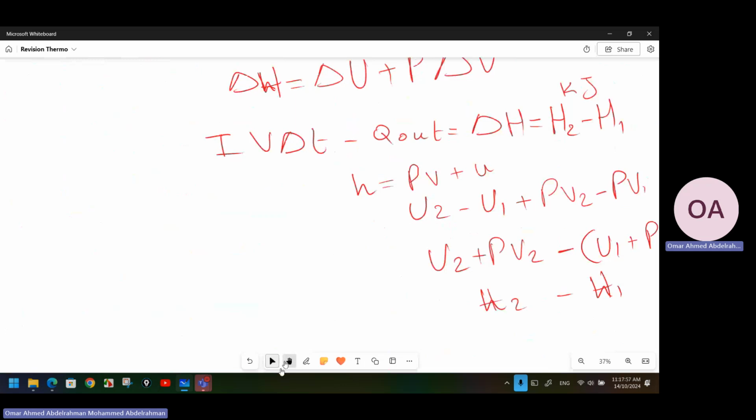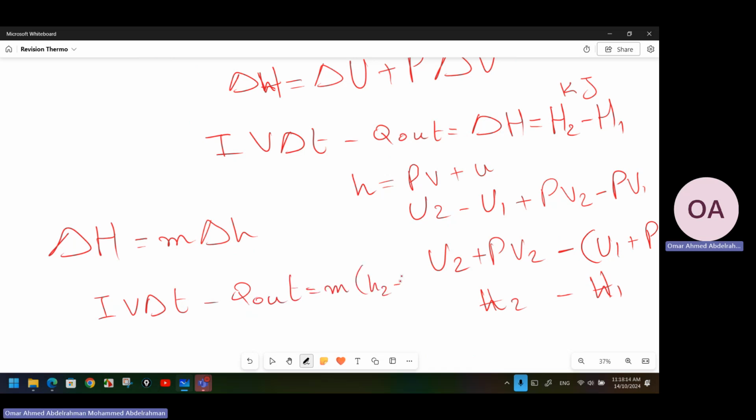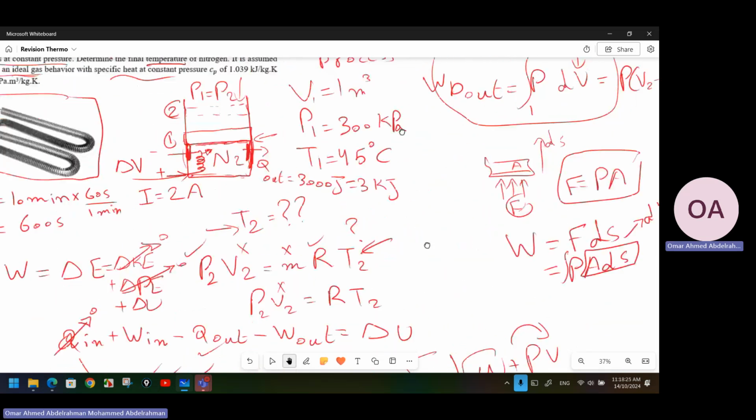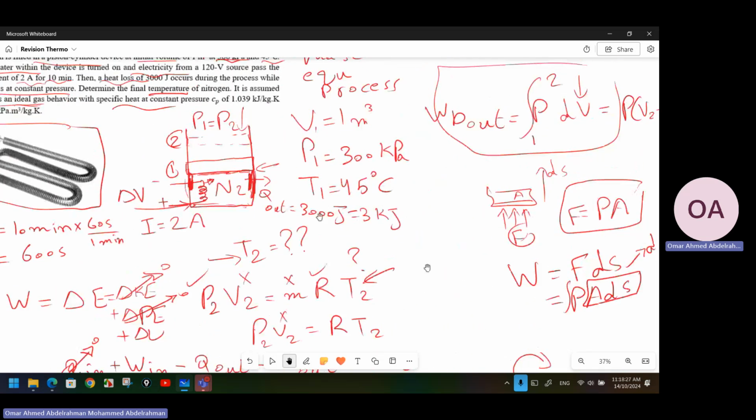Then I will replace delta H capital by delta h small, which is m, the mass, times delta h small. So I will have IV delta T, I have all of this, I have Q out. Then I want to calculate H2 and H1. But I don't have the mass. I can get the mass because I have a lot of properties at state 1.